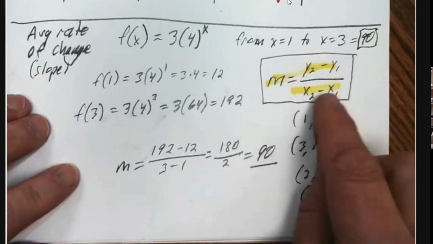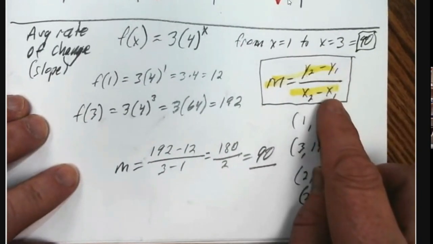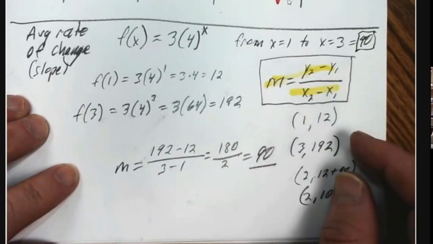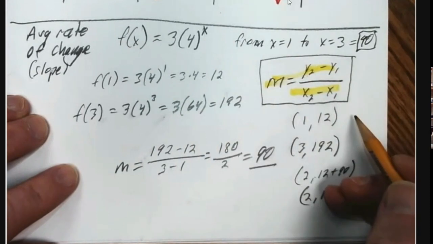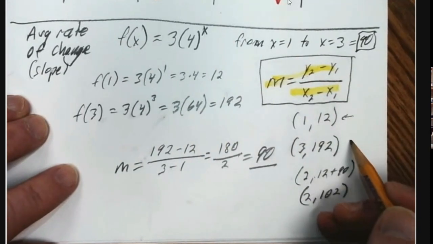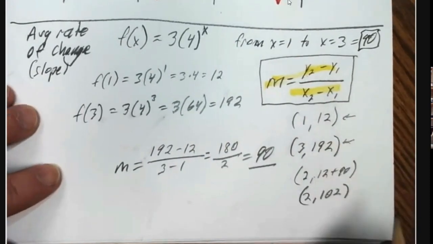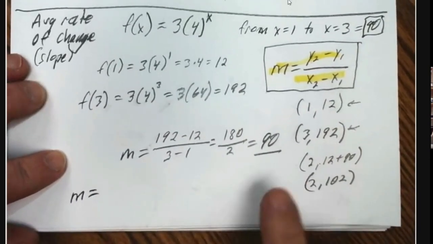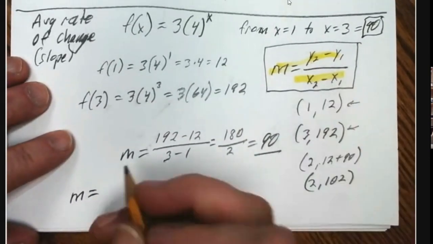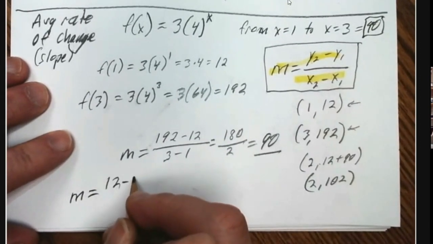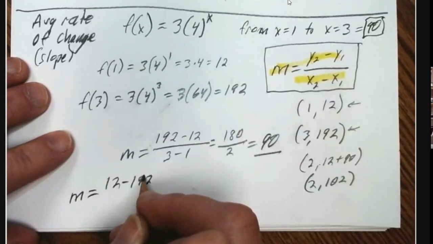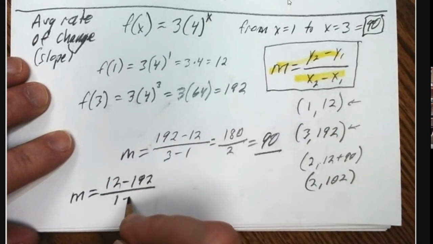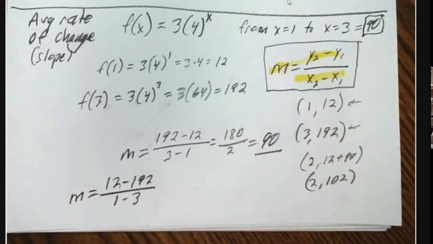Now, some of you may say, what if I get this backwards? Because I don't know which is y2 and y1. Well, you get to pick which is y2 and y1 out of those 2 points. But what if you did do it the other way? Okay. m equals, let's say we did this backwards. And we said, okay, this is 12 minus 192 over 1 minus 3.